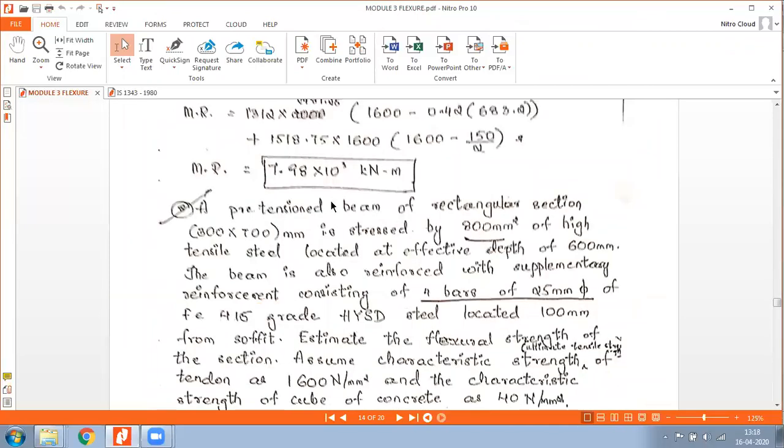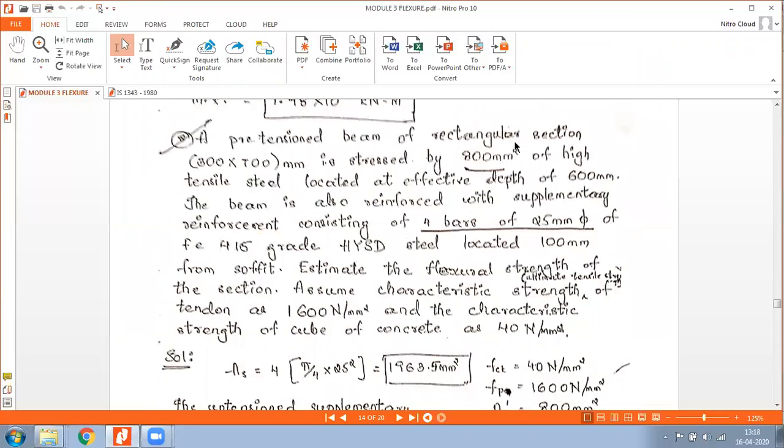Coming to the next problem. A pre-tension beam of rectangular section 300 by 700 mm is stressed by 800 mm² of high tensile steel located at effective depth 600 mm. The beam is also reinforced with supplementary reinforcement consisting of 4 bars of 25 mm dia of Fe 415 grade HYSD steel located at 100 mm from the soffit. Estimate the flexural strength of the section.